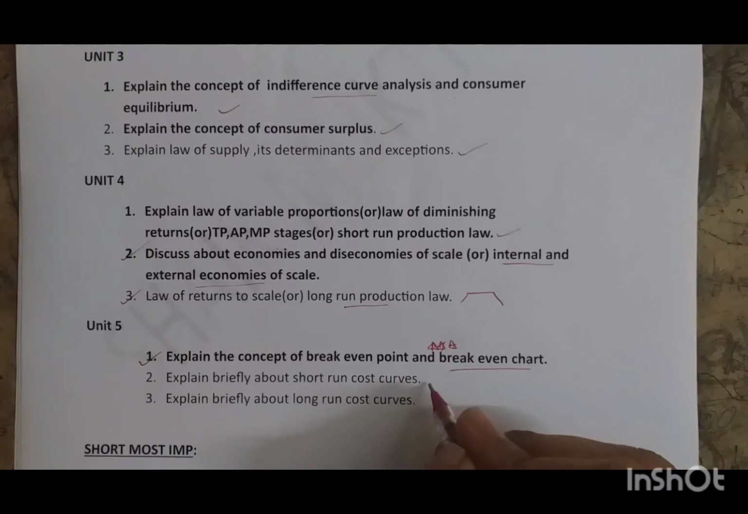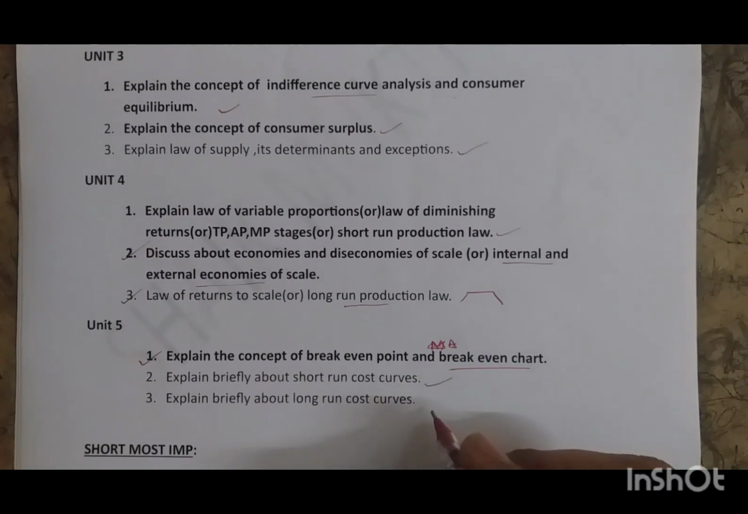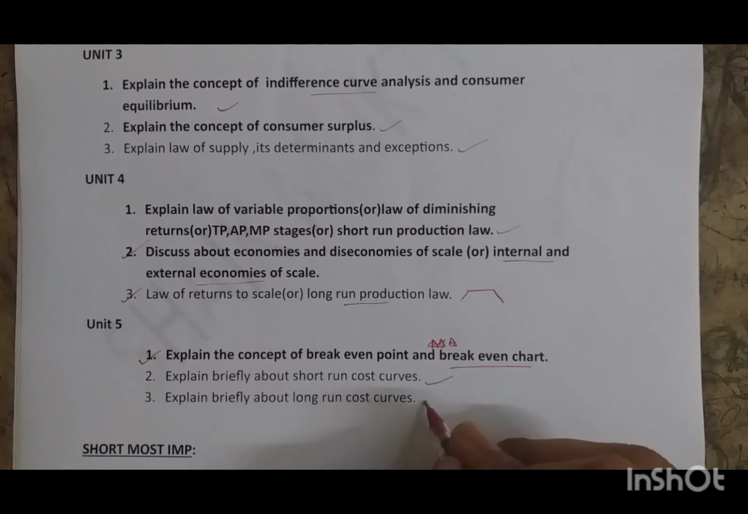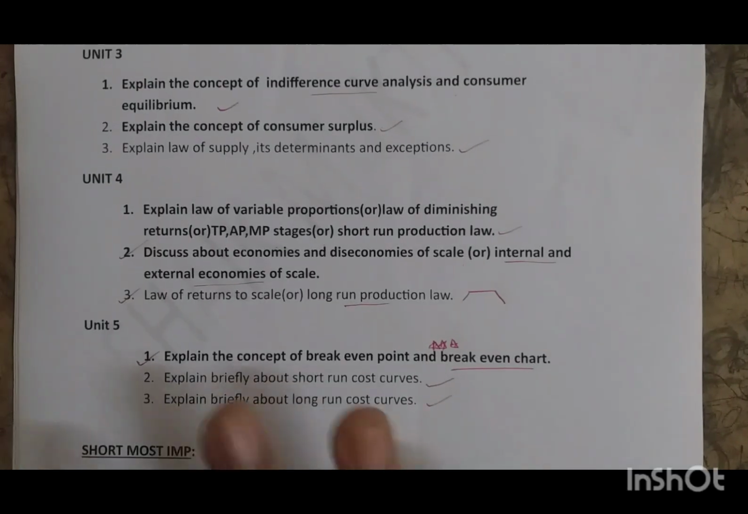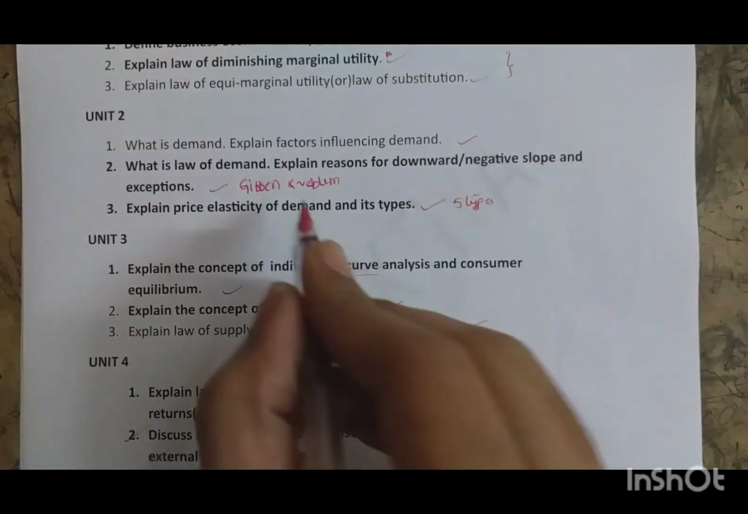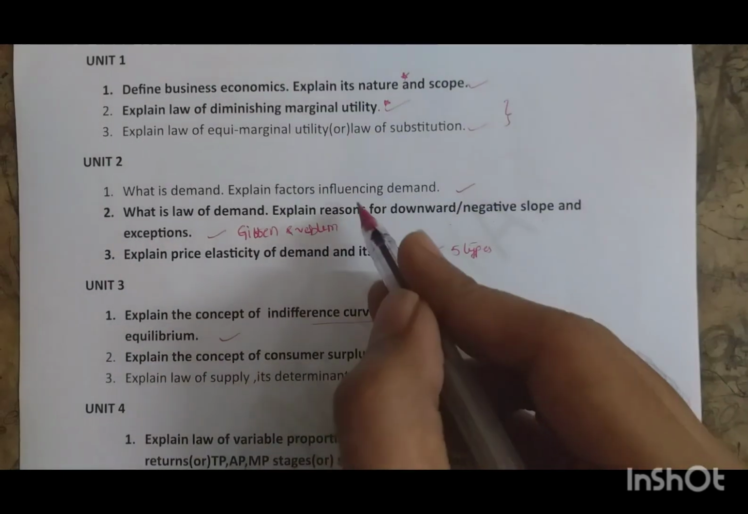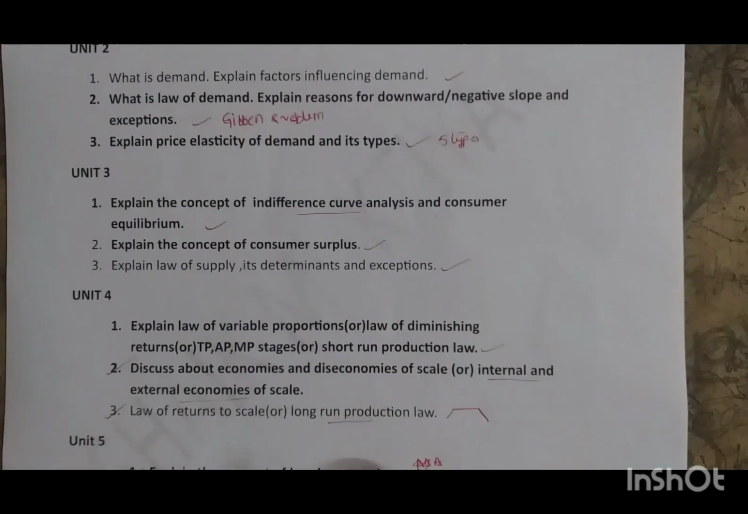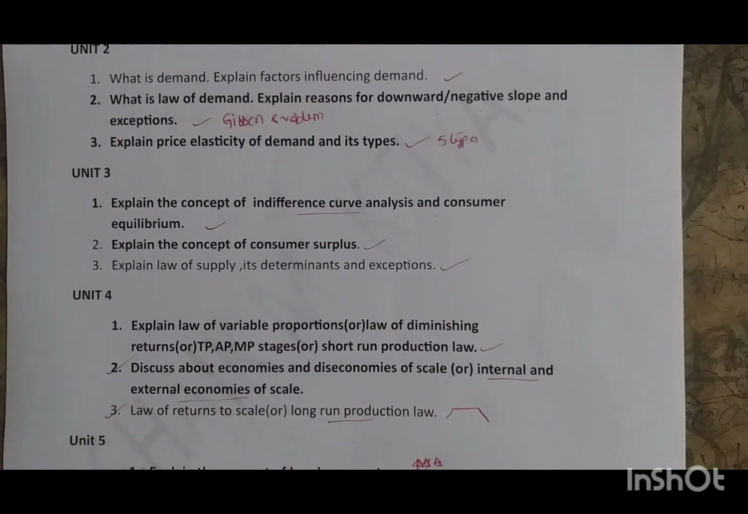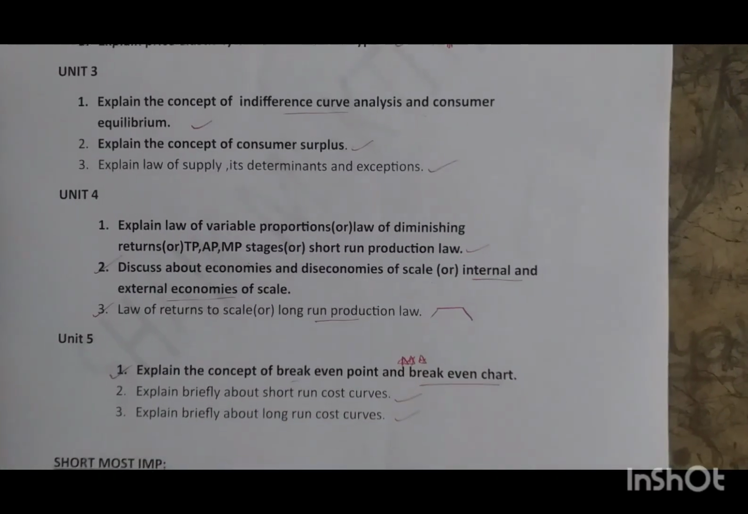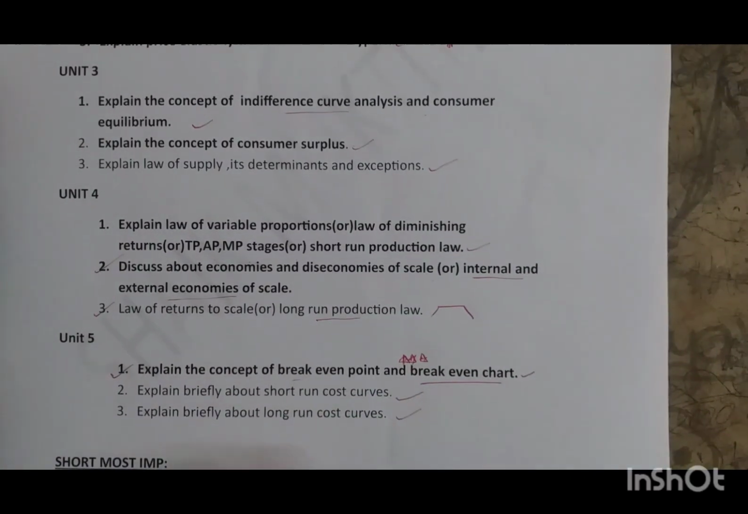Next one, explain briefly about the short-run cost curves. Third one is: explain briefly about the long-run cost curves. See, in the long answers, whatever I made in bold color, that one you have to read very carefully. First complete the two questions from each unit, and from the fifth unit mostly he will ask break-even point. So you can learn this one question perfectly, the remaining you can just see.